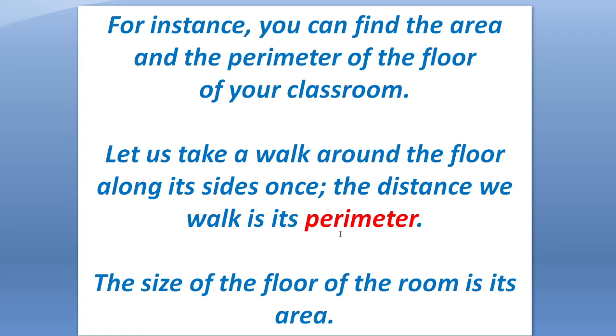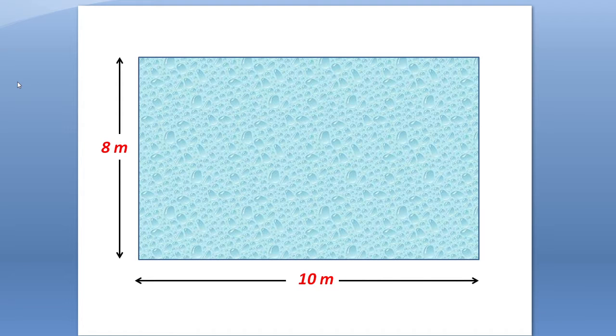Let us take a walk around the floor along its sides once. The distance we walk is its perimeter. The size of the floor of the room is its area. Say this is 8 meter by 10 meter.